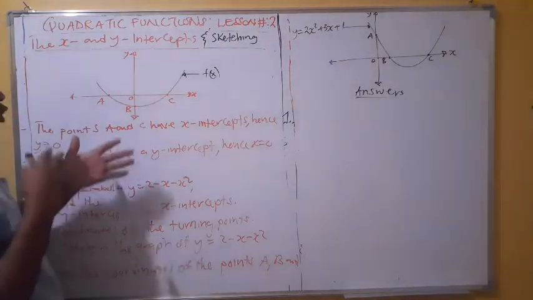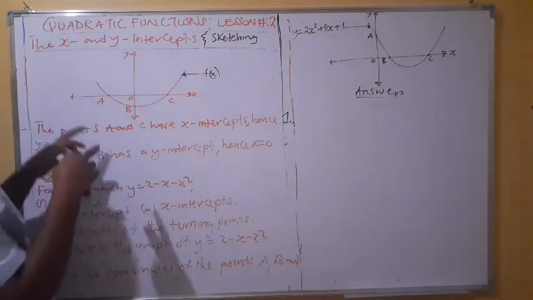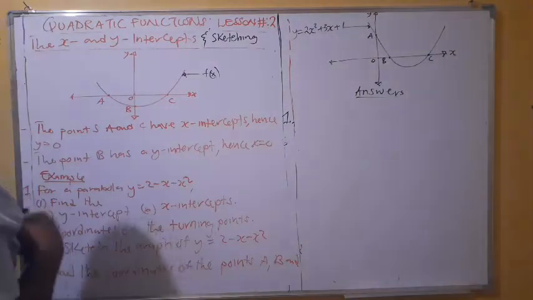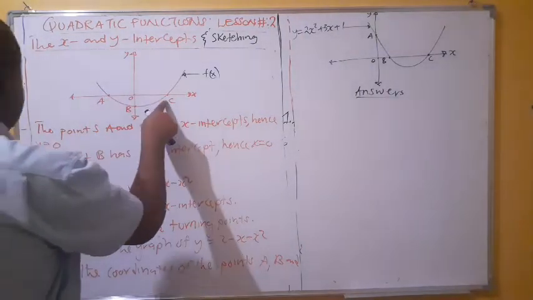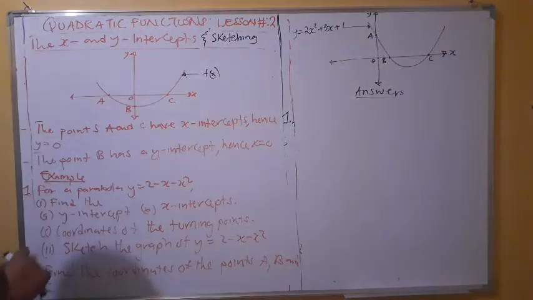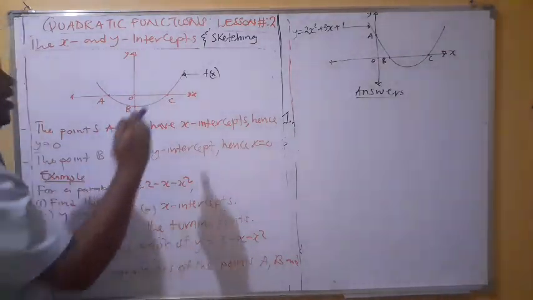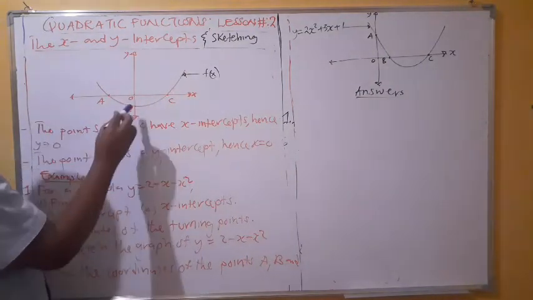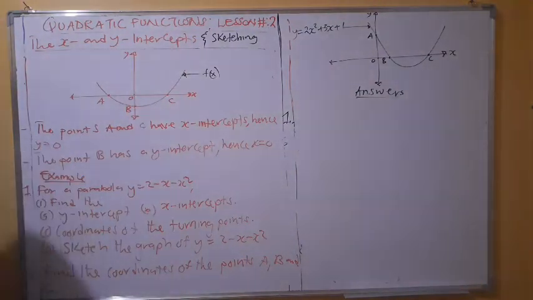To intercept is like to meet. So the parabola has got 2 x-intercepts at point A and point C. But again, you agree with me, friends, that the same parabola is meeting or cutting the y-axis at B. It means at B we have the y-intercept.